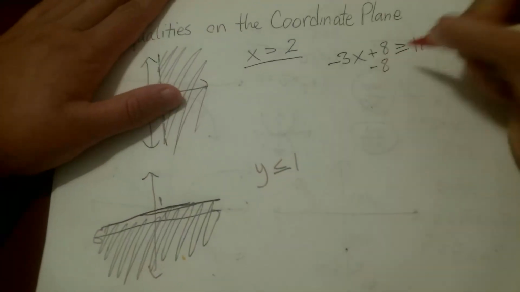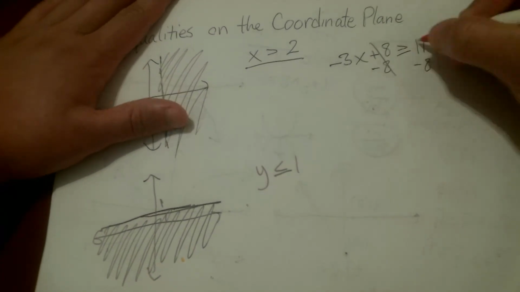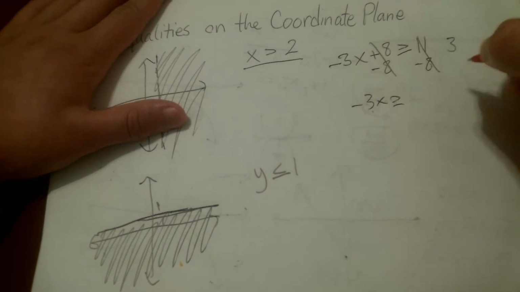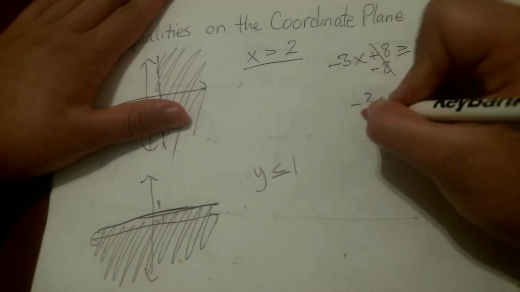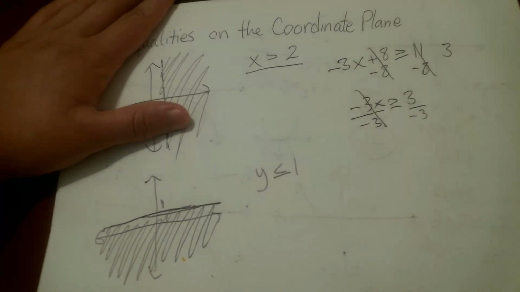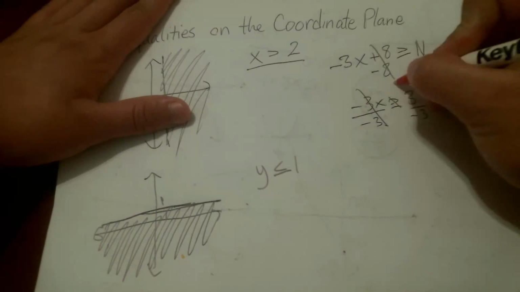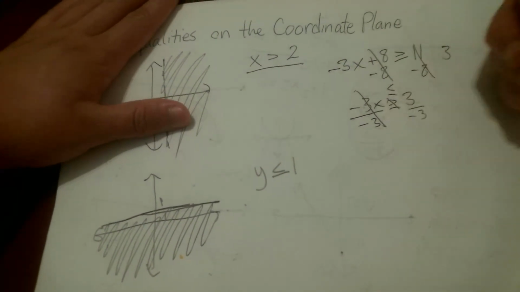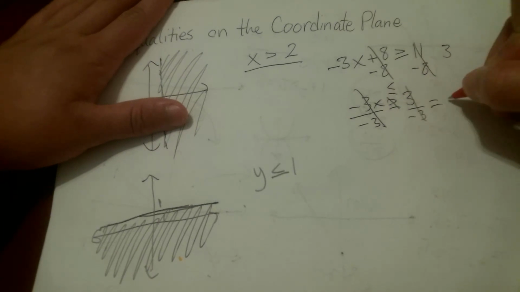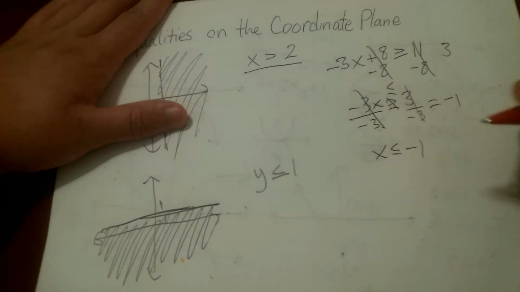First we have to subtract 8 from both sides. So the 8 is crossed out, and over here would be 3. So this will be negative 3x greater than or equal to 3. Then we divide both sides by negative 3. Since this coefficient is negative, we have to switch the symbol. And 3 over negative 3 equals negative 1. So x is less than or equal to negative 1.